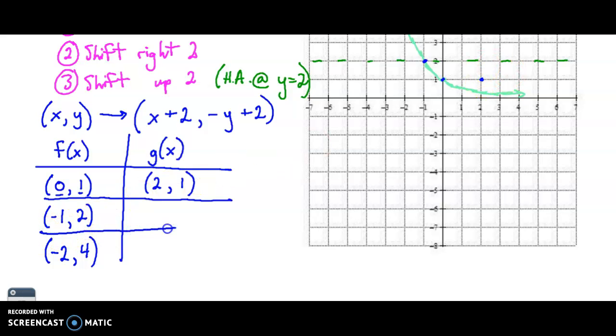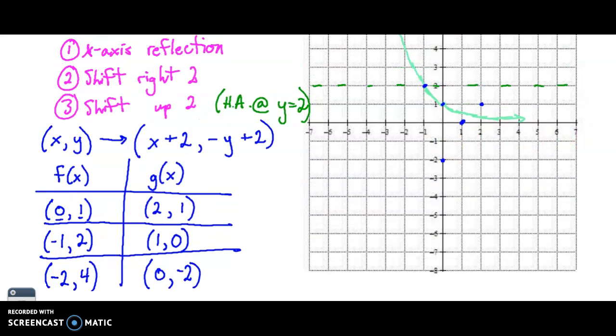So doing the same thing for x is -1. -1 plus 2 is 1. Plugging in 2, well, negating 2 for y is -2 plus 2 is 0. So 1, 0 should be a point. And then -2 in for x plus 2 is 0. The negation of y, so -4 plus 2 would be -2.